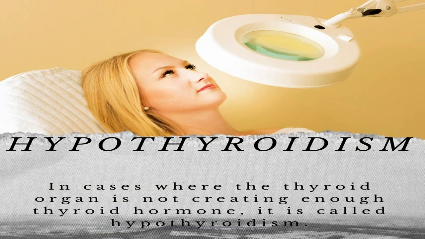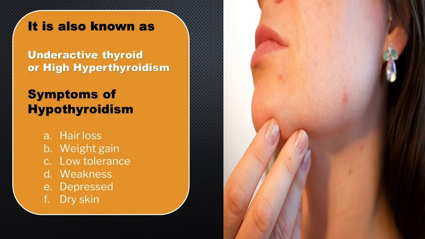Hypothyroidism. In cases where the thyroid organ is not creating enough thyroid hormones, it is called hypothyroidism. It is also known as underactive thyroid. Symptoms of hypothyroidism: hair loss, weight gain, low tolerance, weakness, depression, dry skin.